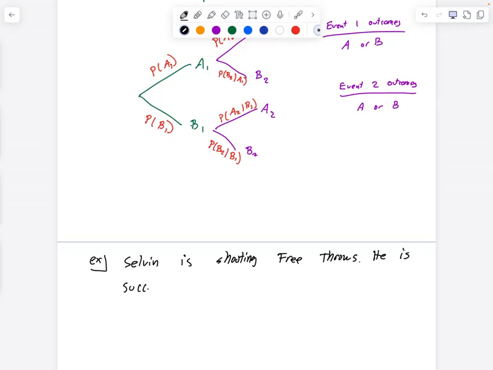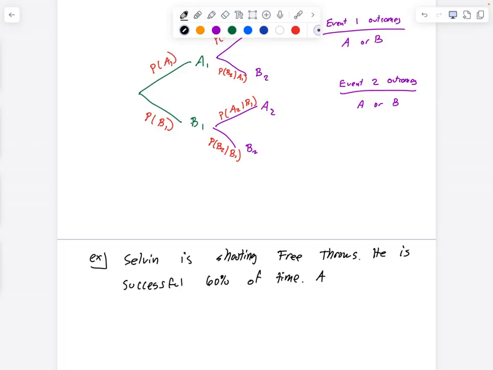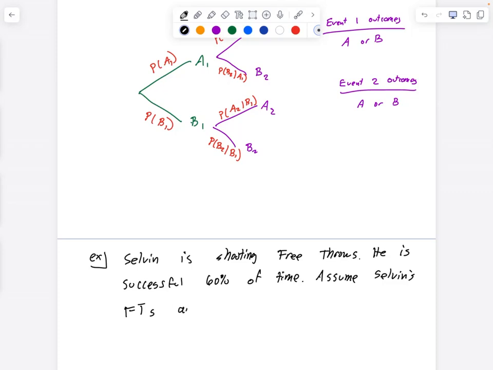So if Selvin just made 20 free throws in a row, what's the probability that he makes his next free throw? 60%, because they are independent. That's the difference, and we have to talk about independence. Make sure you have what independent means in your notes. If it's not from yesterday, put it down today. Independent event does not change future probabilities.